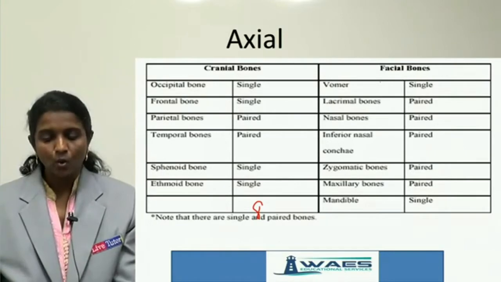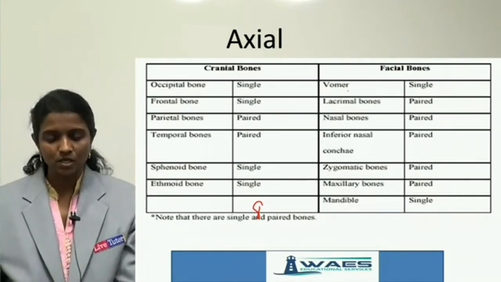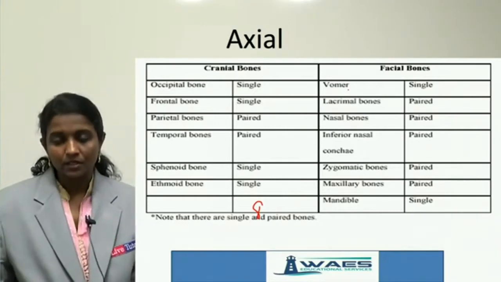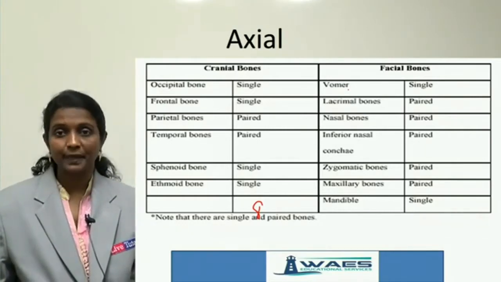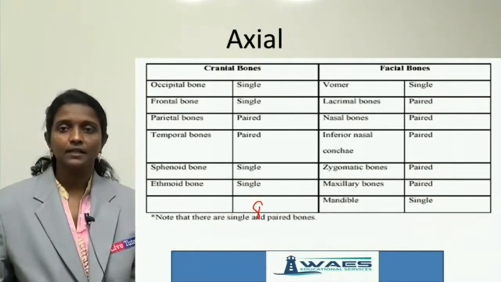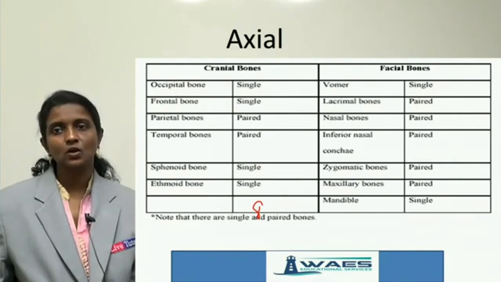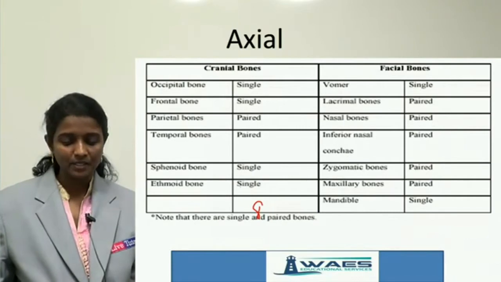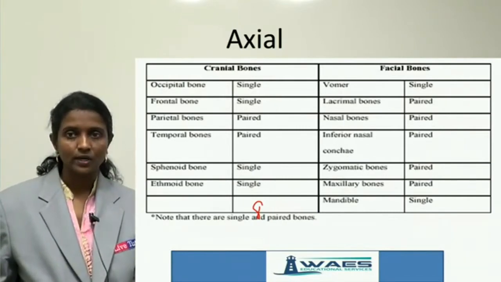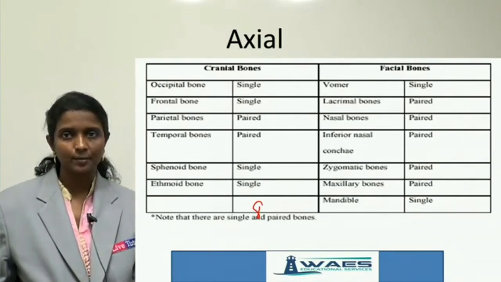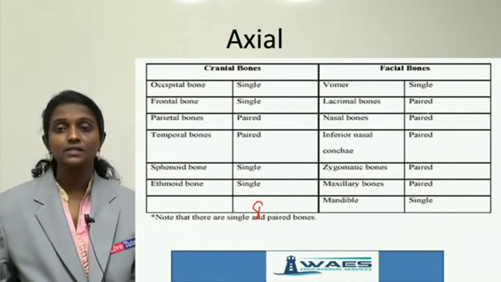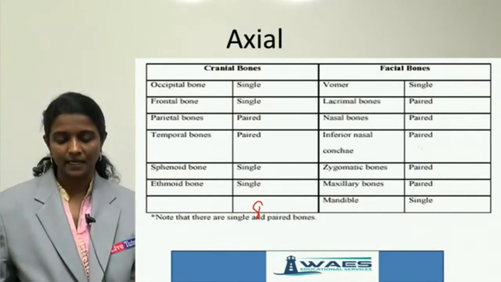Let us now go into the facial bones. The facial bones include the vomer. Can you see here? I repeat, in the cranial list only 2 are paired and all the rest are unpaired, whereas in this list of facial bones, only 2 are single and all the rest are paired.